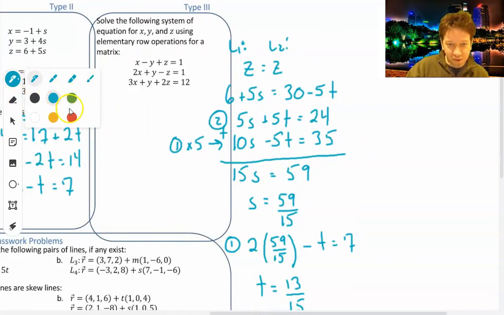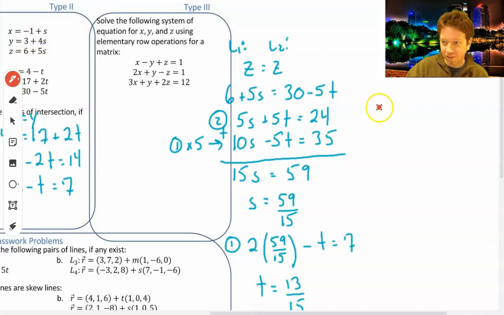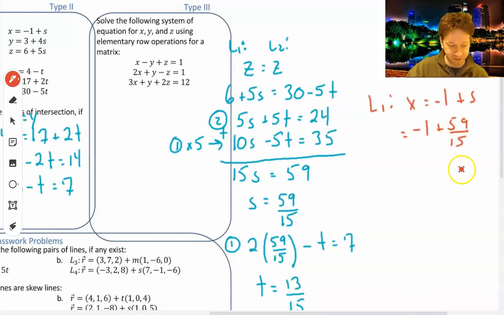So in our first equation for line 1, we have x equal to minus 1 plus s. So that's negative 1 plus this wonderful fraction here, 59 over 15. Okay. So that's going to give us 44 over 15.